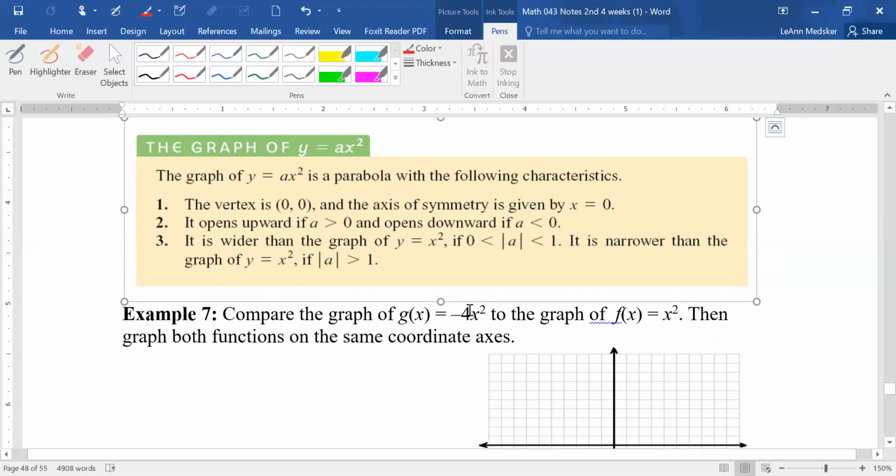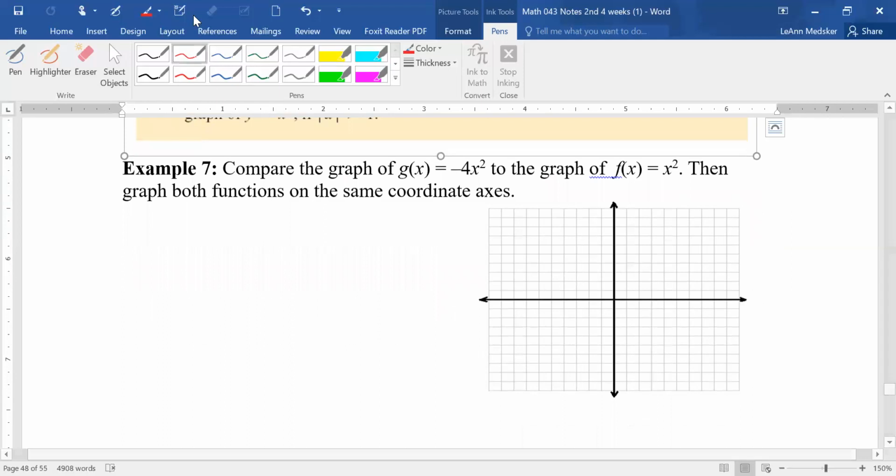Like when I look at this one down here, I see a 4. The negative doesn't tell me if it's wider or narrower. The negative tells me if it's opening upwards or downwards. So this gives me 2 pieces of information. So since this is greater than 1, this one's going to be narrower than the original x squared graph.